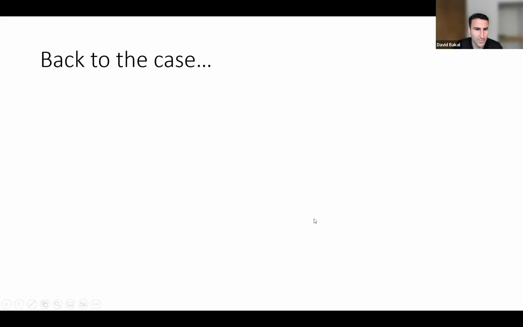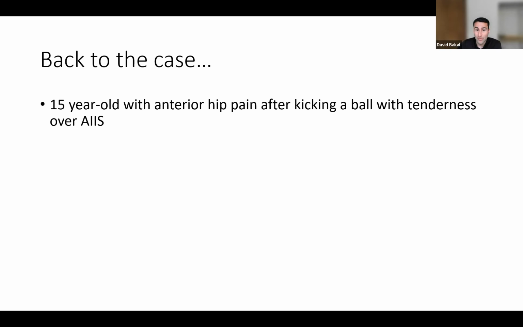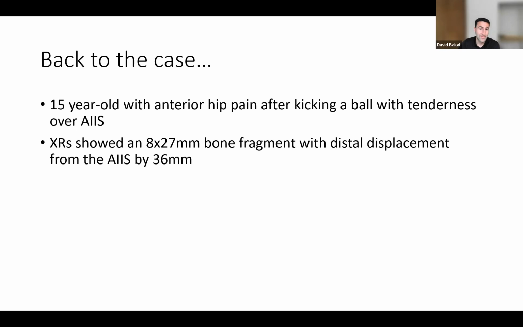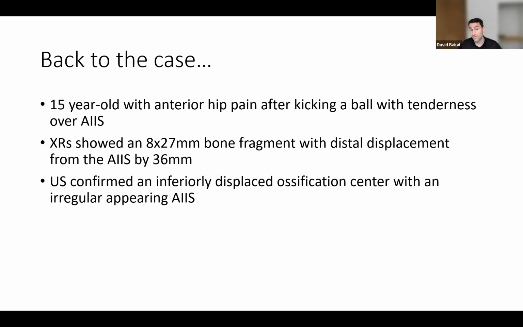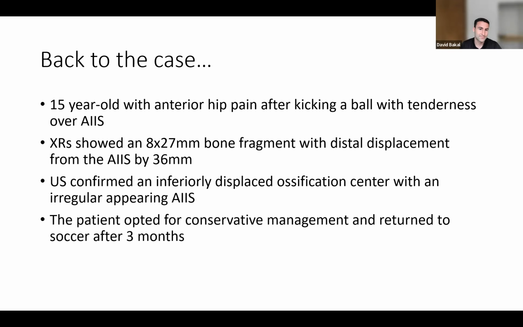All right, thanks, Jacob. So now that we've had some time to go over the different possible pathology that can happen in this area, I'm going to go back to the case. It wasn't obvious before, hopefully it now is. So remember, this was a 15-year-old with anterior hip pain after kicking a ball, and he had tenderness over his AIIS. So initial x-rays showed an 8x27mm bone fragment with distal displacement from that AIIS by 36mm. Ultrasound confirmed an inferiorly displaced ossification center with an irregular appearing AIIS.